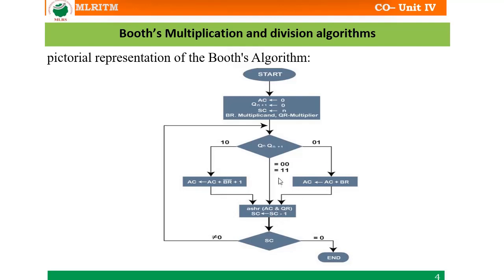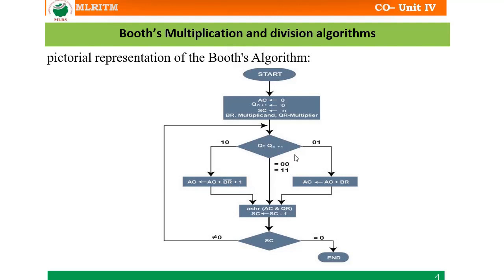Next, if Qn is 1 and Qn plus 1 is 0, the operation we perform is to add the accumulator value to the 2's complement of the multiplicand. That is, we complement the B register value and add 1 to it, so we get the 2's complement value of the multiplicand, and add it to the accumulator.